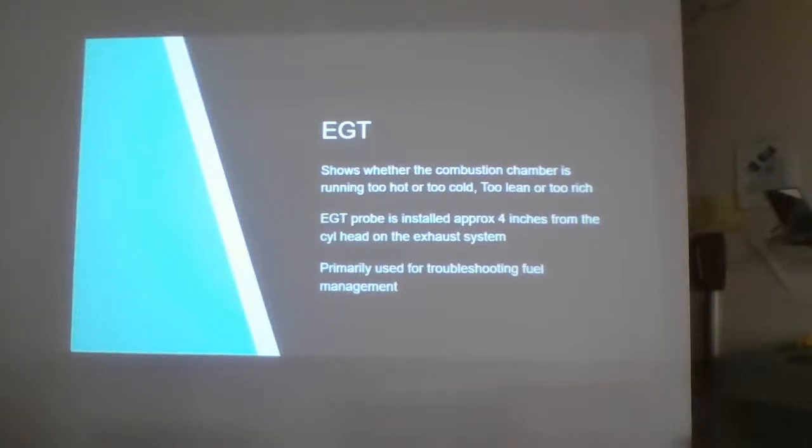An EGT probe is installed about 4 inches from the cylinder head on the exhaust system. So on a reciprocating engine, this probe is installed near the cylinder head on the exhaust system. Primarily, the EGT can be used for troubleshooting fuel management issues. We can determine if the engine is running too lean or too rich and adjust accordingly for the fuel management.